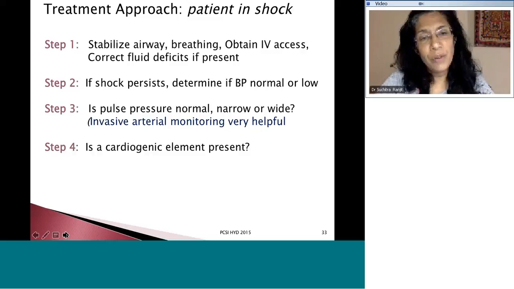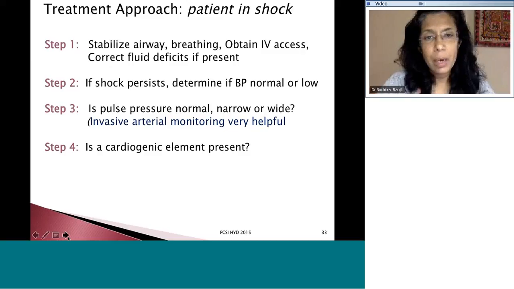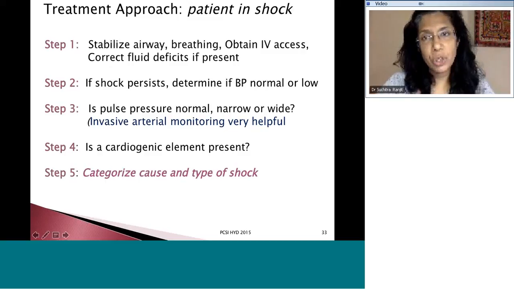Then try and figure out, even before an echo is done, suppose a patient presents in the emergency room, is a cardiogenic element present? How would you know that? The response to your early fluid, whether there is a large liver, a wet lung. So a combination of shock with respiratory signs suggests a cardiogenic element. And finally, you need to categorize the cause and type of shock. So this is the approach in the emergency room when you don't know the cause of shock.